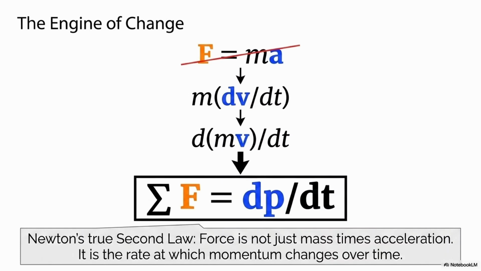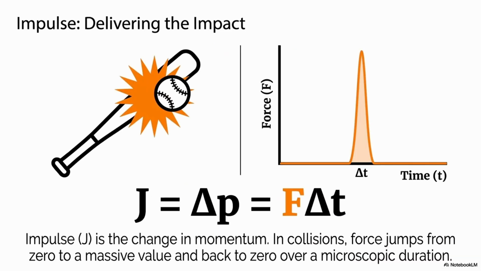It really does. Okay, let's move to the next slide. Slide 4, which is about impulse. There is an image of a baseball bat striking a ball here. Okay, let's unpack this. What exactly is this J equals delta P equals F delta T thing?